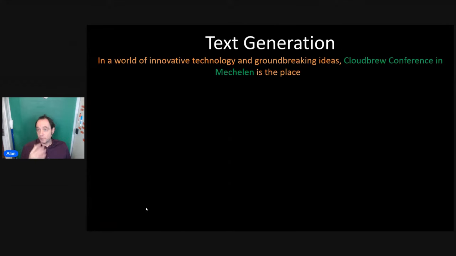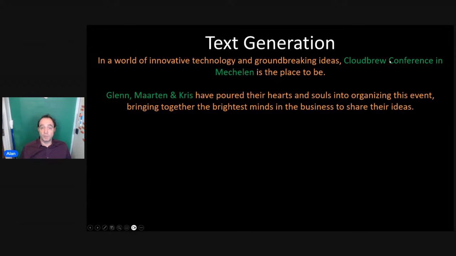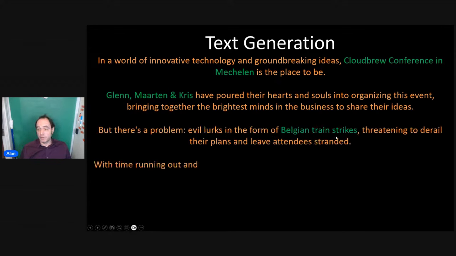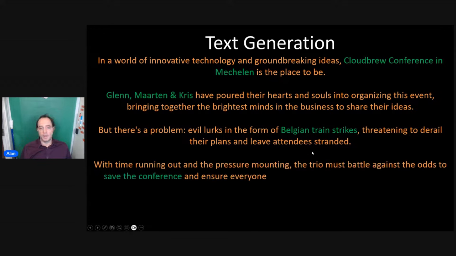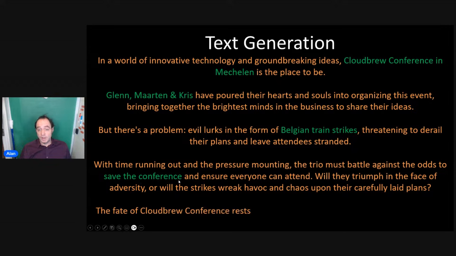And then when I'm feeding this in, I specify the actual subject, which is the Cloud Brew Conference. And then the heroes are Glenn, Martin, and Chris. The villain is the Belgian train strikes. And their objective is to deliver, or organize, the conference. So it's able to generate this text from that.